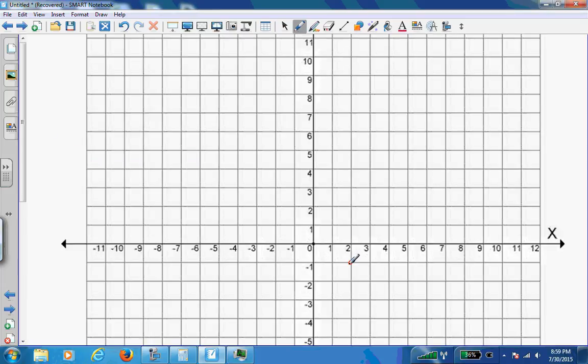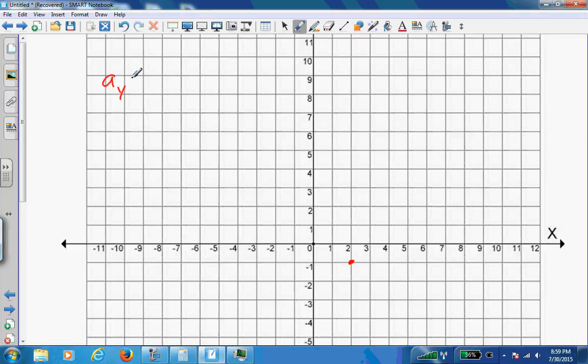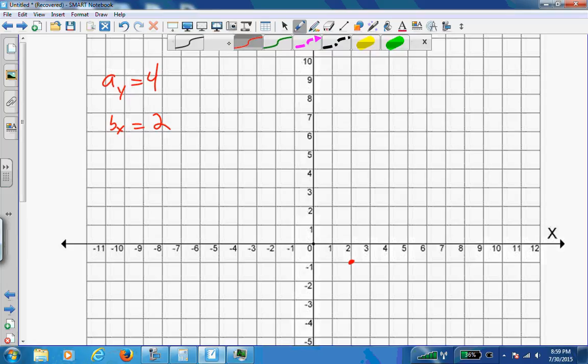2, -1. A is in the y direction, and that's 4. B is in the X direction, and that's 2. Now, we don't necessarily give these subscripts of Y and X. I just did that to remind myself that this is in the Y direction, but this is not standard notation. This is my own notation.